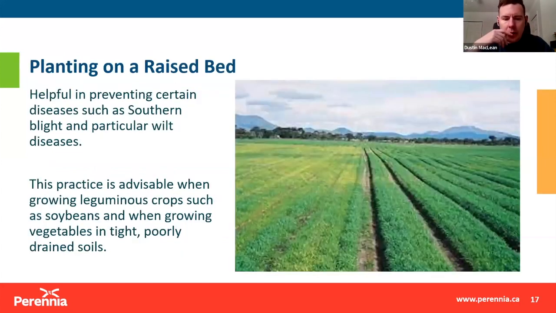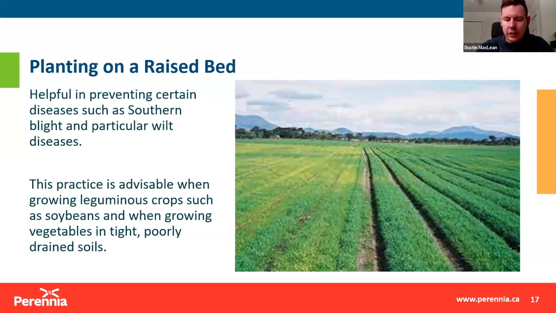So things like planting on a raised bed can be helpful in preventing certain diseases such as southern blight and particular wilt diseases. This practice is advisable when growing legume crops such as soybean and when growing vegetables in tight, poorly drained soils. So forming the soils into hills, ridges, or raised beds provides better drainage and irrigation. Tillage may also influence nutrient release mechanisms, and the total effect is often seen as increased crop vigor. Healthy plants may be more resistant to some pathogens, but the more humid microclimate within the crop can be conducive to the spread of other pathogens.